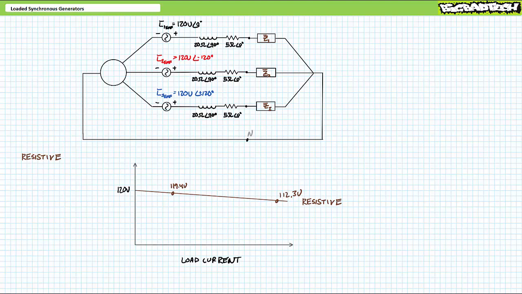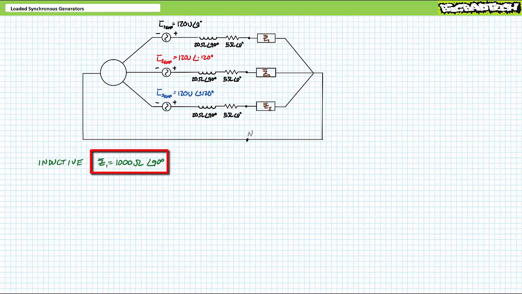Let's now do the same thing for inductive loads. We should observe a similar phenomenon, although slightly more dramatic in nature. This time, let's assume the electrical load in question is purely inductive in nature with a value of 1000 ohms at an angle of 90 degrees. Output voltage at the terminals of the stator is again the voltage across the purely inductive electrical load.